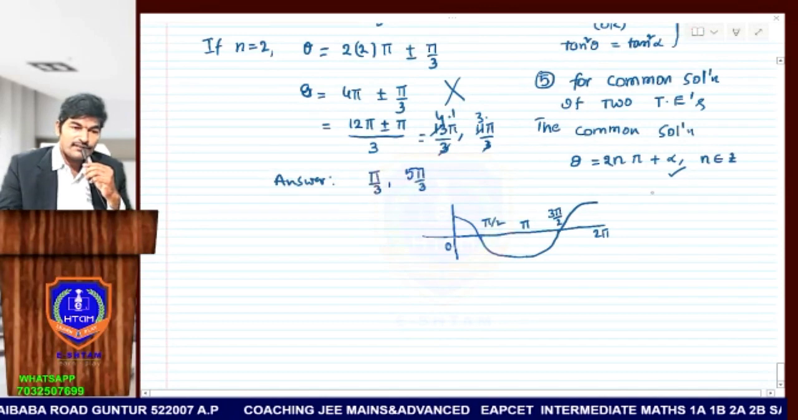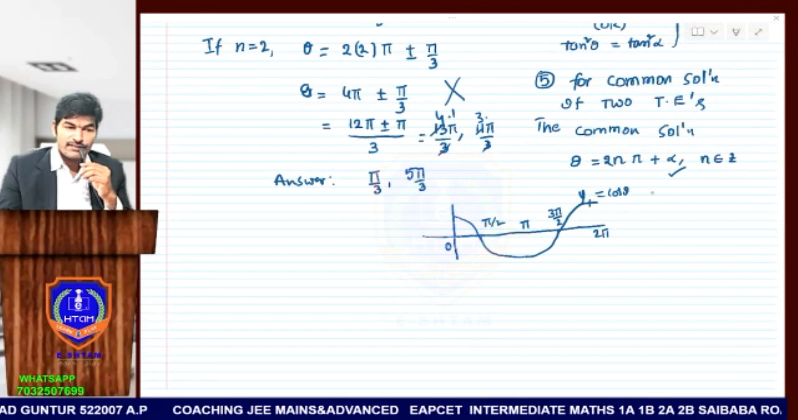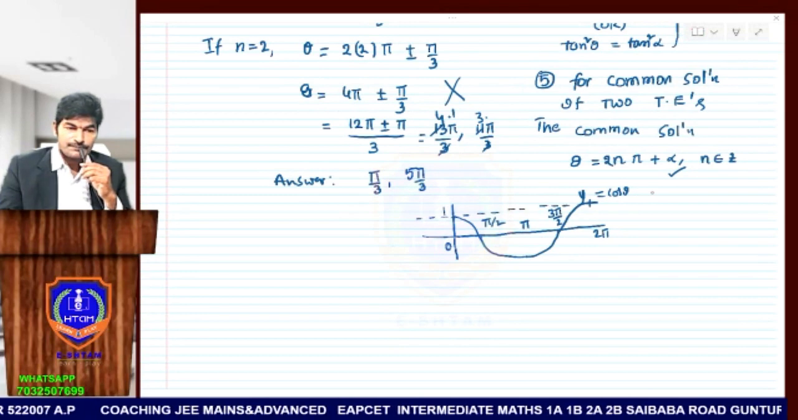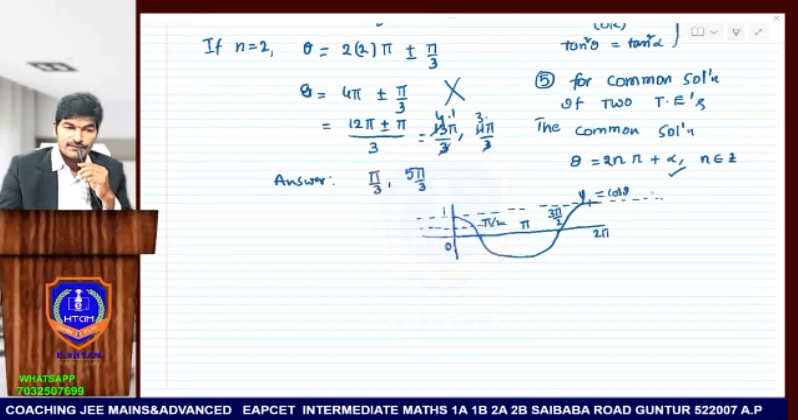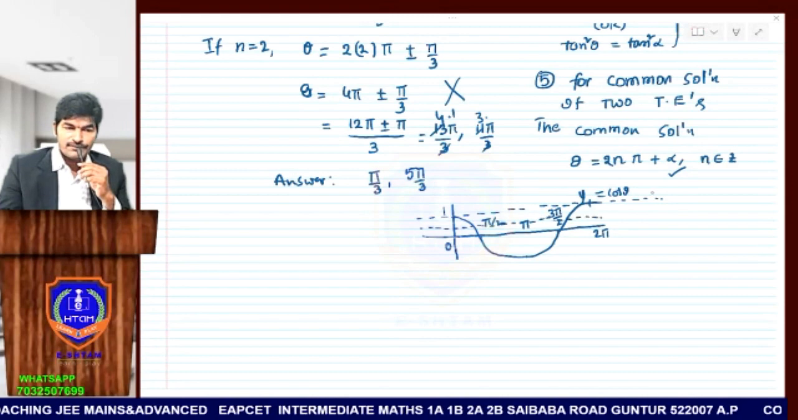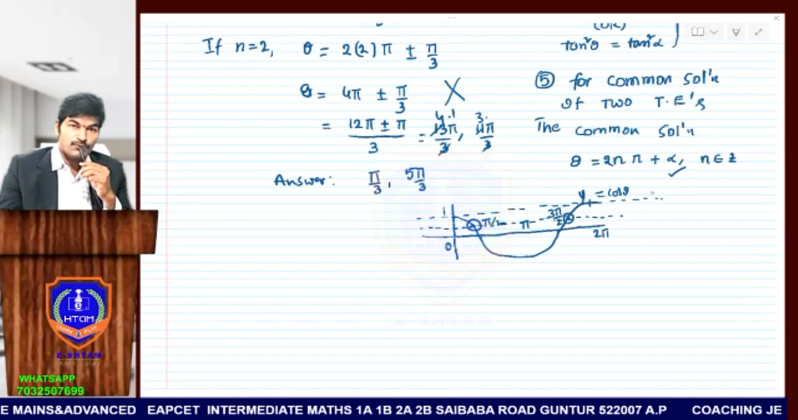I just draw the y1 equals cos theta graph. Now I am doing y2 equals 1 by 2. Where does 1 by 2 lie? This line is 1. Where will the 1 by 2 line lie? Between 0 and 1, right? So draw a line like this. It's a rough graph. So how many points of intersection exist? This one, this one. That means only two solutions are there.